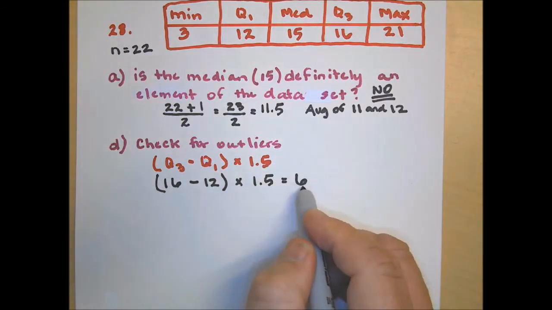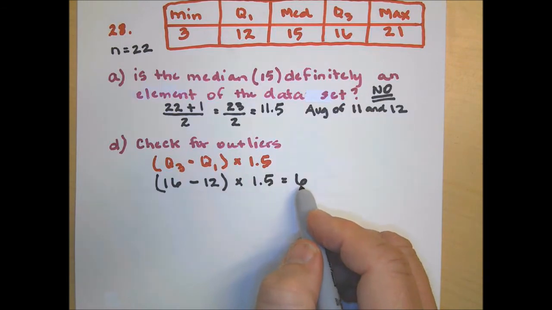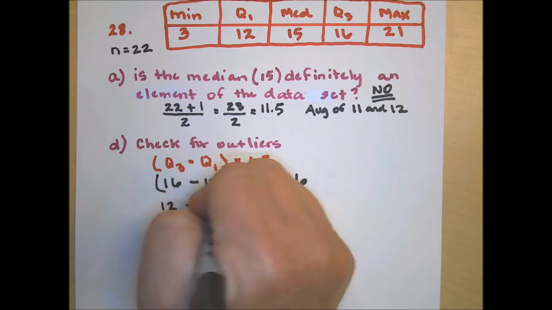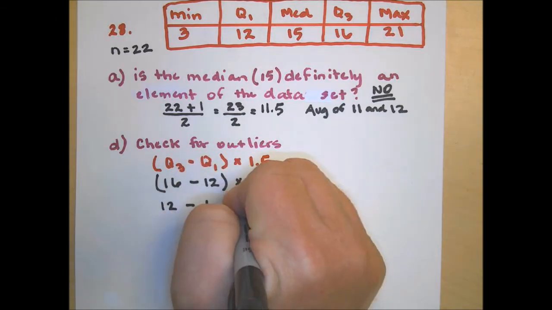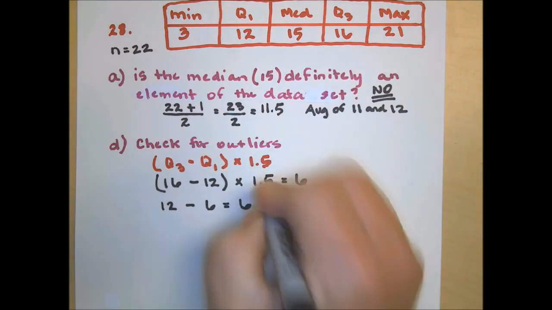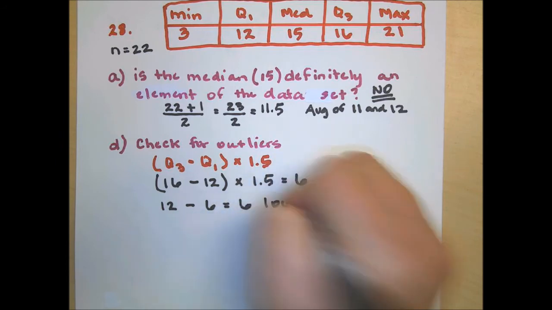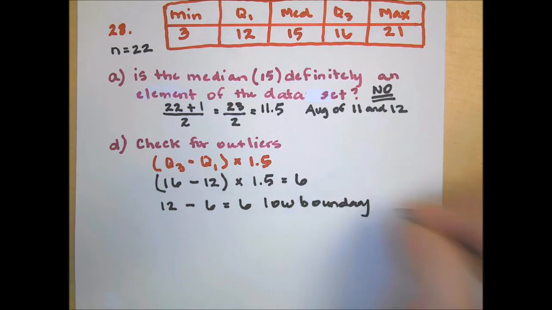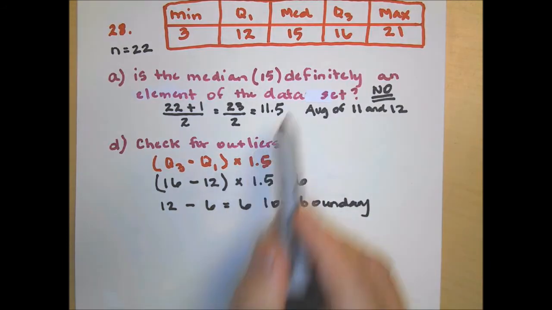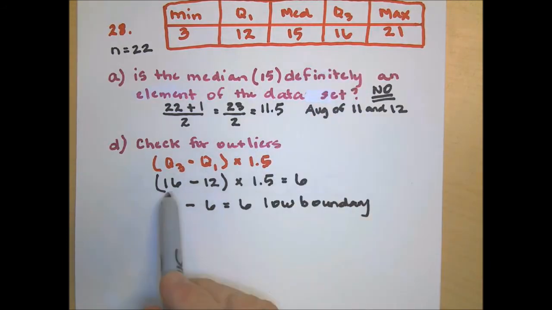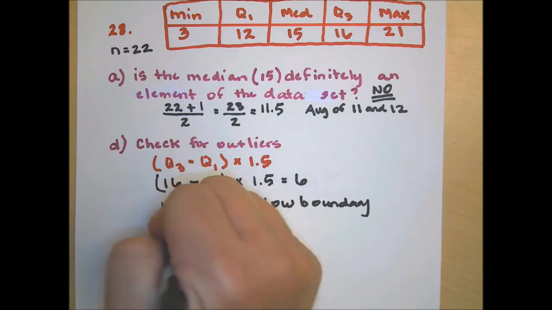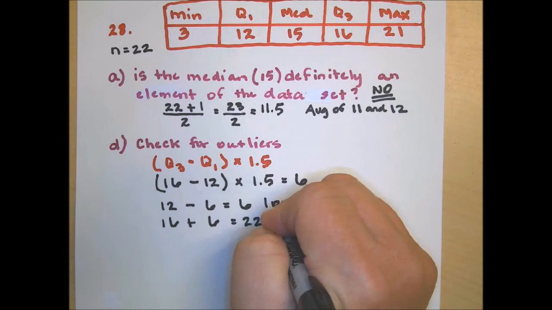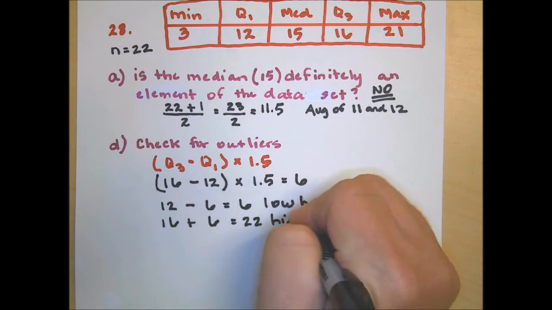Now you're going to take that 6 and you're going to do two things. You're going to take the first quartile number, 12, and you're going to subtract that 6 and you're going to get 6. That's my low boundary. Now, you're going to take that Q3, which was 16, and you're going to add 6, and you're going to get 22. And that's the high boundary.